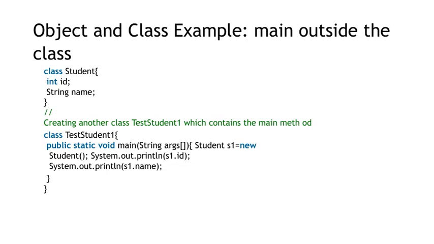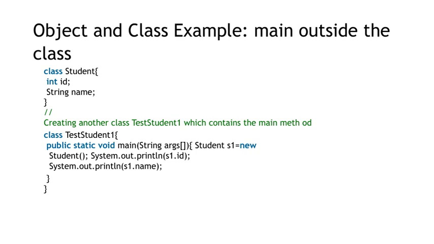Now let's take a closer look at this example. Here, we have a simple class called student, which has two attributes, id and name. Notice that we haven't assigned any values to these attributes yet, which is important to keep in mind. Next, we create another class called TestStudent1, which contains the main method. This main method is where the program starts executing.